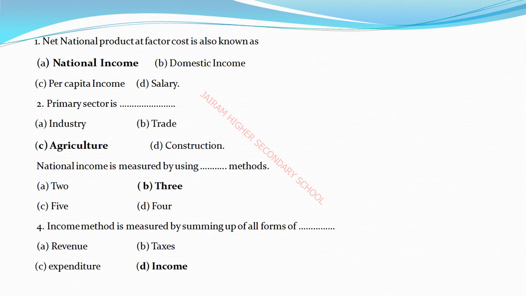And then evaluations of chapter 2. Question number 1: net national product at factor cost is also known as the national income. Second question: the primary sector is agriculture. Third one: national income is measured by using three methods. National income is measured by summing up all forms of income.